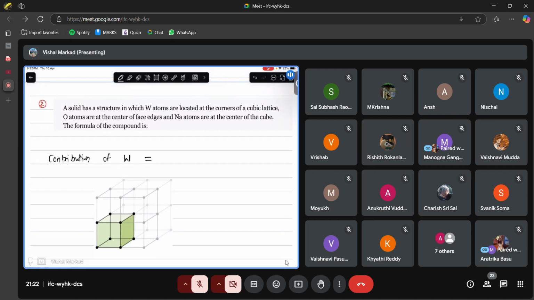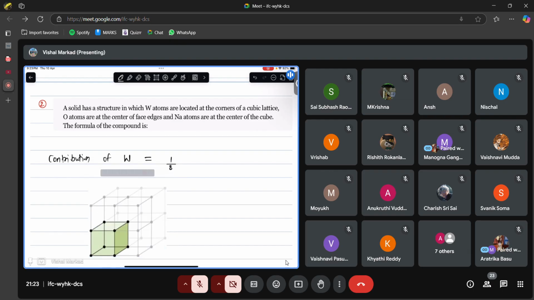What is the question? A solid has a structure in which W atoms are located at the corners of a cubic lattice. Okay. W atoms are located at the corners. Total how many corners do we have? 8 corners. And each corner atom contributes how much? 1/8. So 8 corners, so the contribution from W will be 1.